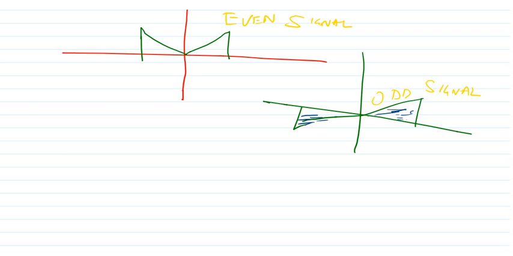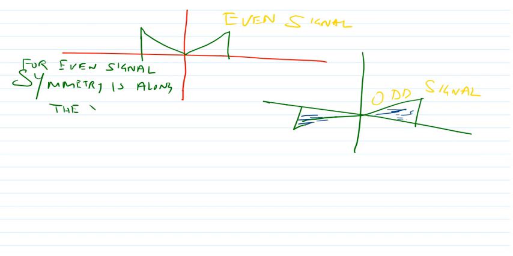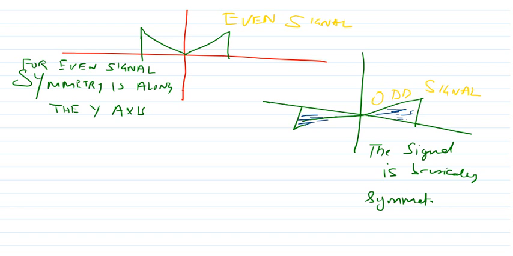So the symmetry for an even signal is along the y-axis, and for an odd signal we can see that the signal is basically symmetric in opposite quadrants. Okay, so these are some classifications of signals.